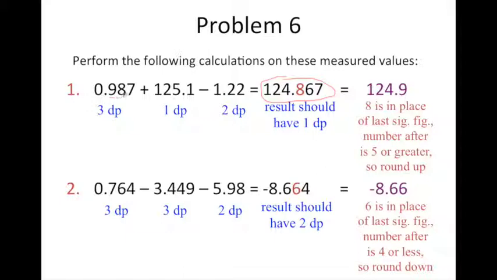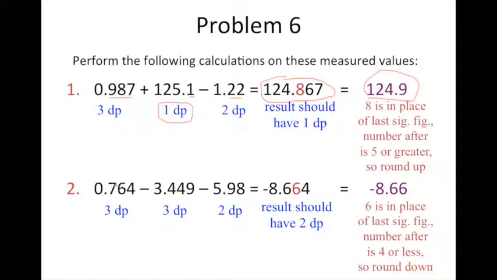This number has 3 decimal places. This has 1 decimal place. This has 2 decimal places. Again, don't look at the total sig figs, just the significant decimal places. So our answer can only be significant to 1 decimal place. So 124.8. The tenths place is our last significant decimal place. Since we're dropping the 6, we would round that up to a 9. So 124.9 would be our final answer.